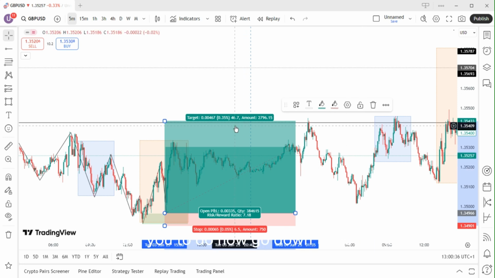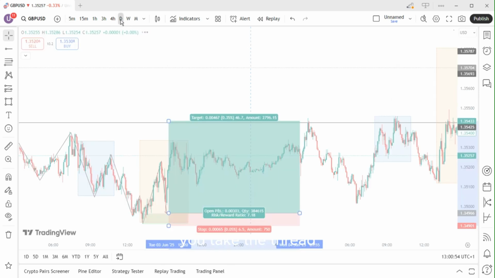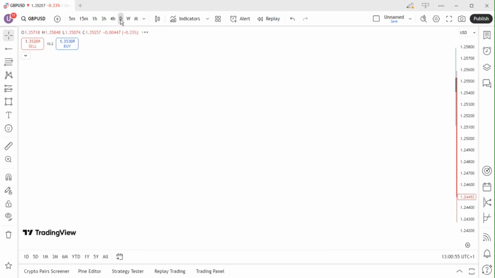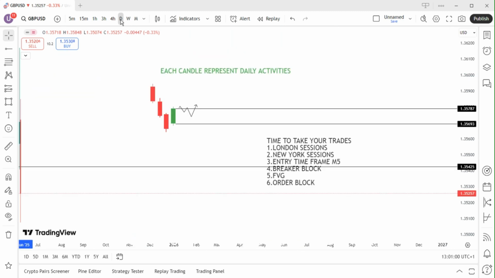All I want you to do now, go down to your chart, look out for this type of trade action. Go to your daily time frame, look out for the criteria. If you meet all the necessary criteria that I told you, you move down to 5 minutes time frame and check if the criteria are met. If all these criteria are met, you take the trade. Make sure you backtest these things, so that you know what is working and what is not working.